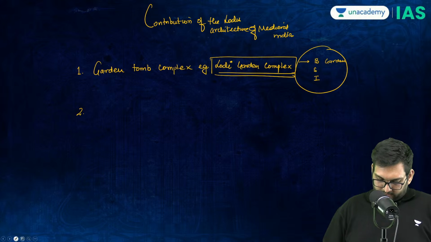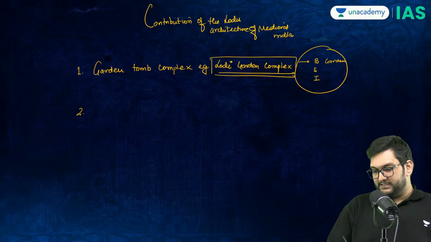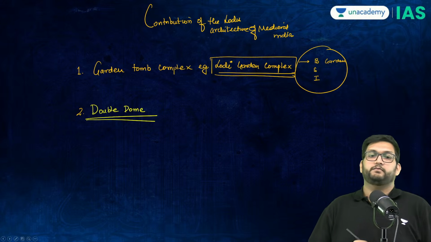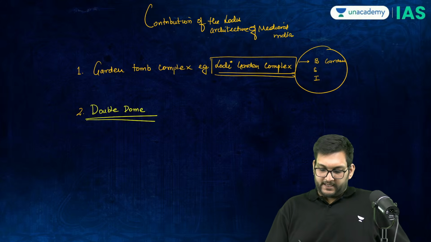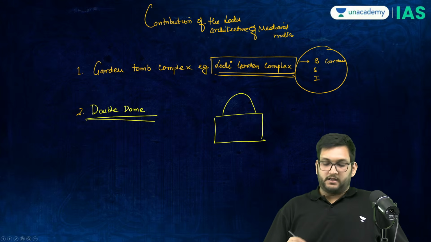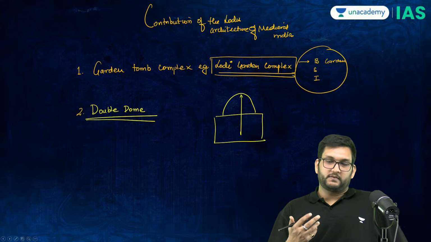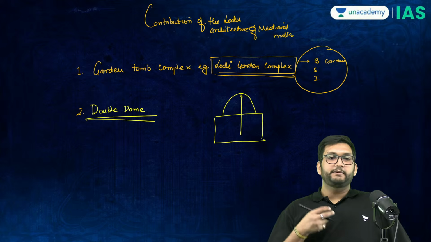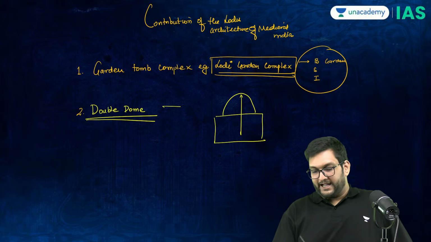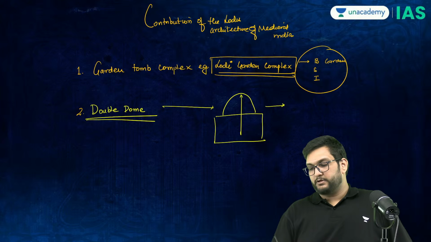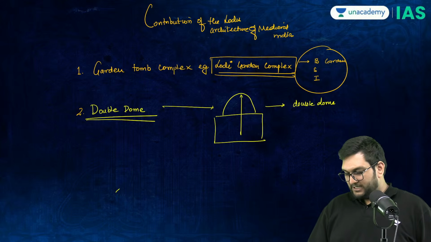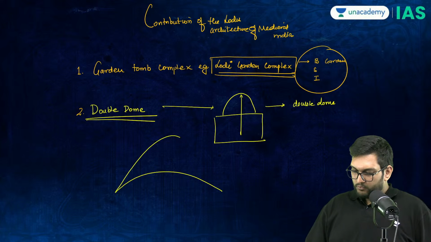Second, and that is quite critical, they are the ones who introduced what is called the double dome. Now, what do you mean by double dome? If you have a building with a very high dome, there will be echo. Acoustics are not correct. There will be too much echoing in the room. So, in order to tackle this issue, they started to have double domes. Double dome means that they used to make a shallower dome and then a bigger dome over it.